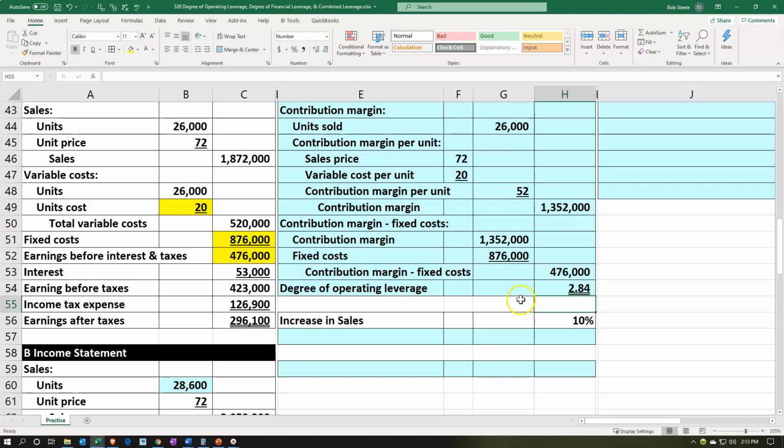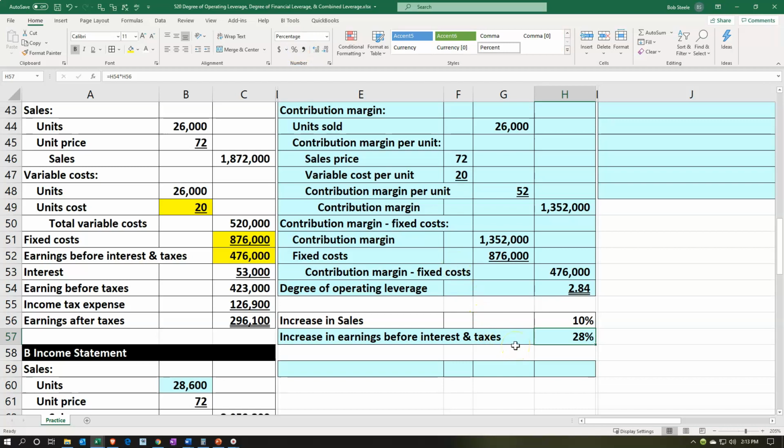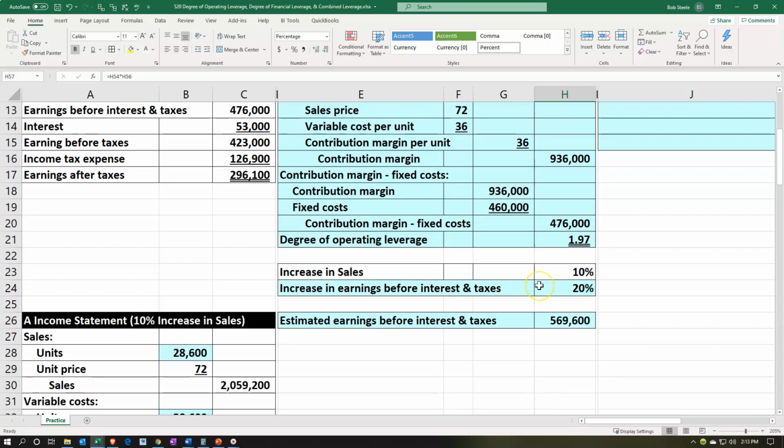If I was to then multiply this out and say, well, what would happen if there was a 10% increase in sales? Then we could say, all right, if there's a 10% increase in sales, the 2.84 times the 10% increase, let's make this a percent, Home tab, numbers, percent, is a 28% increase now in the earnings or the operating profit, versus before we had the 20%.